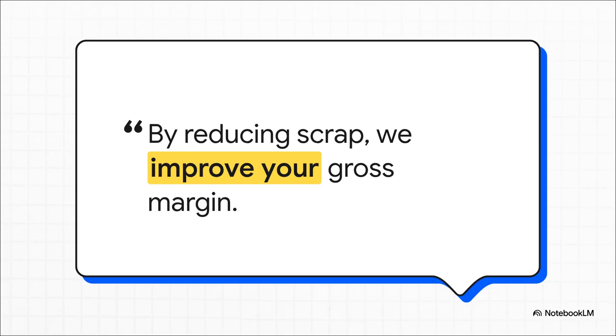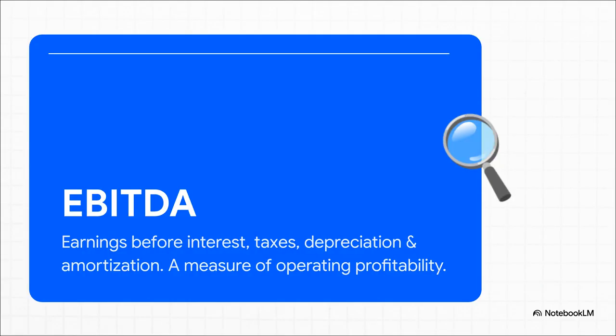You're literally making every single thing they sell more profitable. All right, time for the big one, EBITDA. I know, it sounds super complicated, but stick with me. CFOs love this metric because it strips out all the accounting and financing noise, like interest and taxes, and it just answers one simple question. How is the actual day-to-day business doing? It's a pure measure of operating performance.